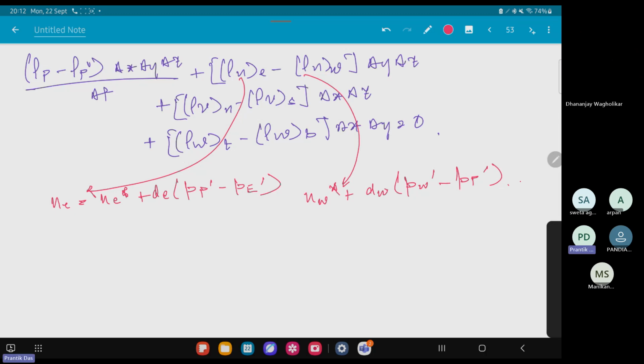So what we are going to do is put that momentum equation into the continuity equation, and then create an equation involving the pressure term itself. Then we are going to find the values of PP prime, PE prime, and PW prime by solving for all the cells in the domain, and then put it back in this equation and get the velocity from there. Okay, is it clear to all of you?